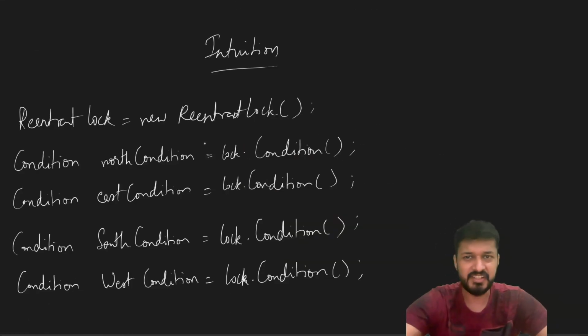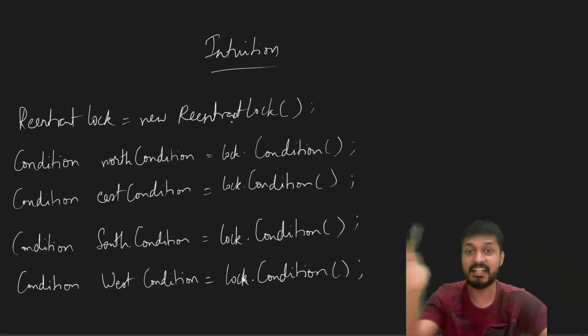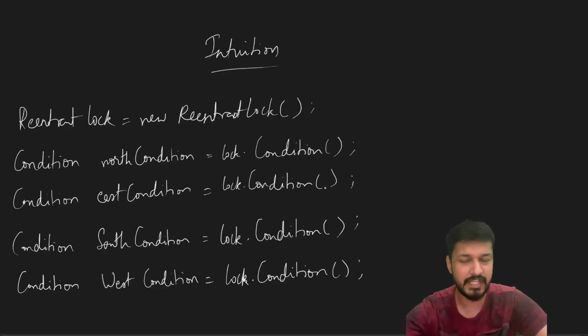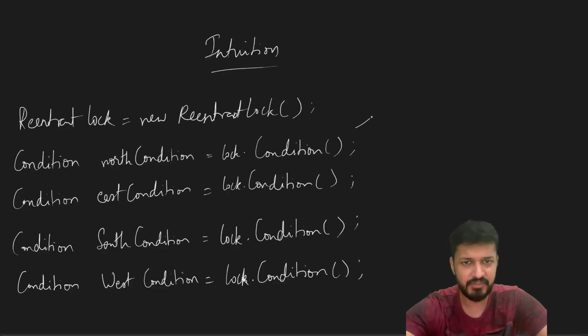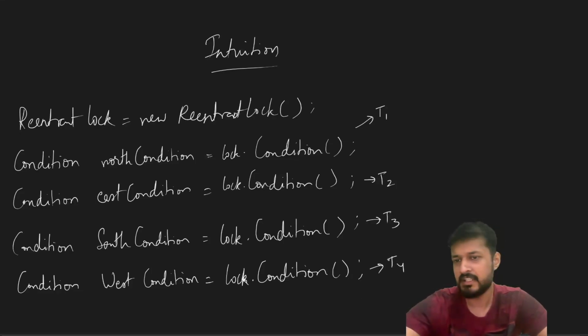Now, if you imagine, this is very similar to the ABC printer problem, right? Where we printed A, then B, then C, then again A, right? This is similar to that, but instead of three threads, here there are four threads, right? So thread 1 will be waiting on this, thread 2 will be waiting on this condition, thread 3 will be waiting on south condition, and thread 4 will be waiting on west condition, right? At any particular point of time, only one thread will be active and rest all the three threads will be in waiting state, right? So initially, let's suppose T1 is active.